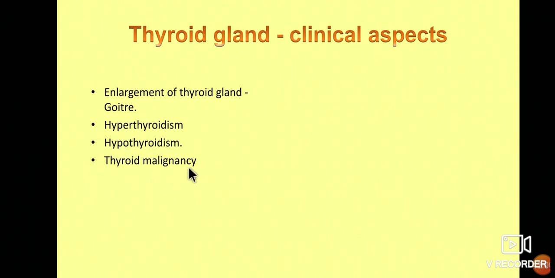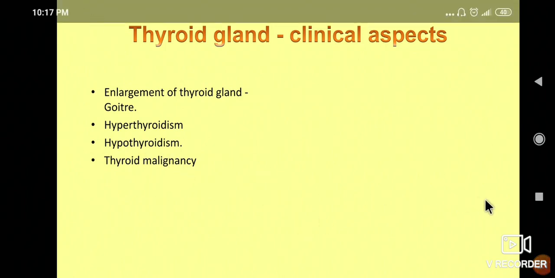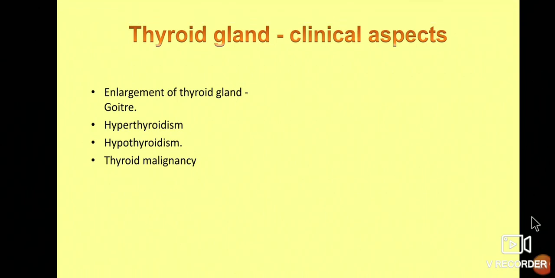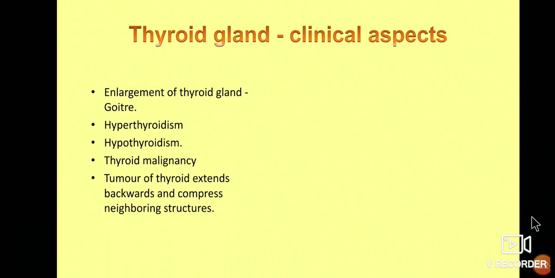Then malignancy, thyroid cancers are also very common. They might appear as swellings, tumors in the thyroid gland, like nodular swellings, and mostly the tumors cannot extend above. They might extend posteriorly or medially and compress the neighboring structures. So it mainly extends backwards and compresses the neighboring structures.